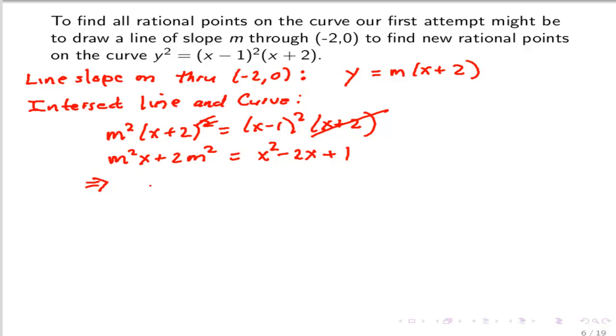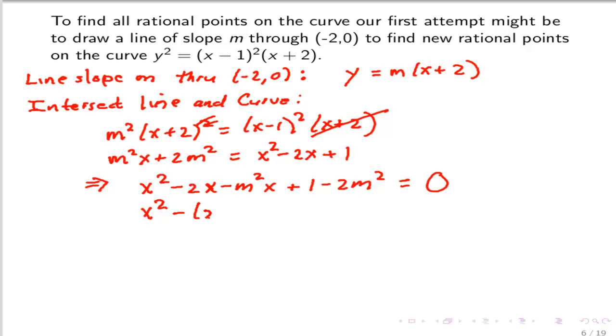And just turn this into a quadratic. You got an x squared minus 2x and then minus m squared x. Put these terms over here. Plus 1 minus 2m squared equals 0. So x squared minus 2 plus m squared x plus 1 minus 2m squared equals 0.